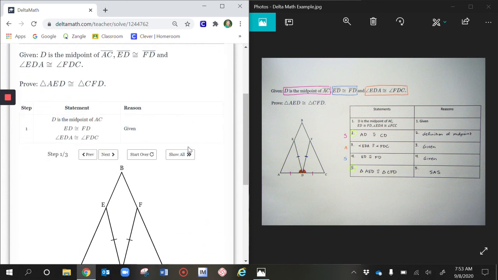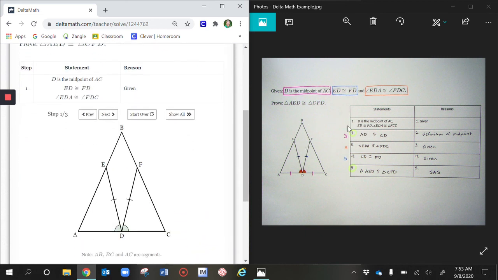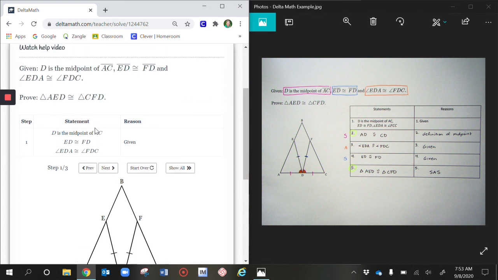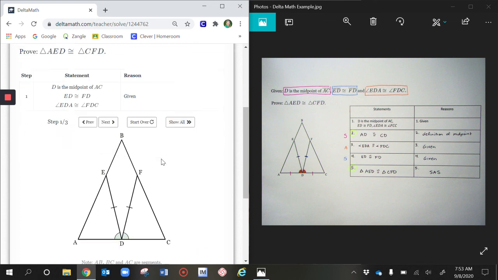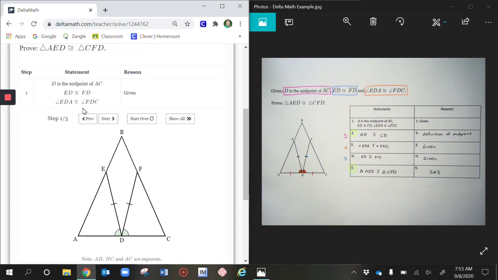Okay. So my advice to you is work out the problem ahead of time. Sometimes if you just look at the boxes, it is a little confusing. And then the ones that we have given for the reasons, you do not put those in the Delta Math. You only have to put the ones that are not explicitly given. Okay? All right. Proofs are hard, man. Just keep trying. You'll get it.